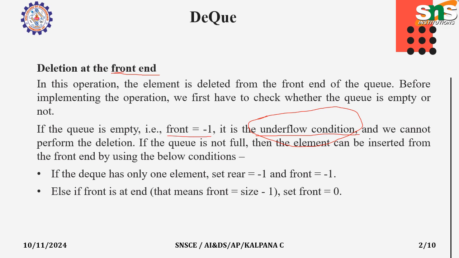With the front pointer. If front and rear are equal to -1, I can say my queue is empty. So I have to check whether my front is equal to -1 or not. If it is equal to -1, this leads to the underflow condition. We cannot perform the deletion operation because your queue contains nothing.